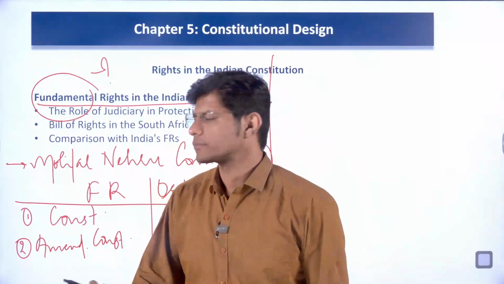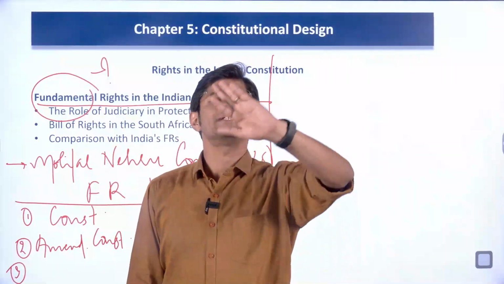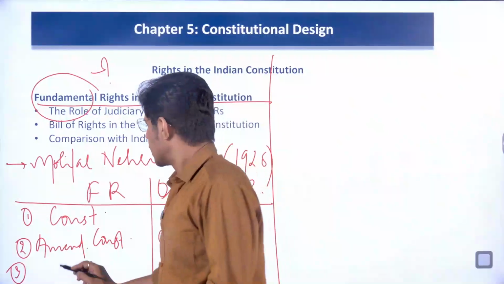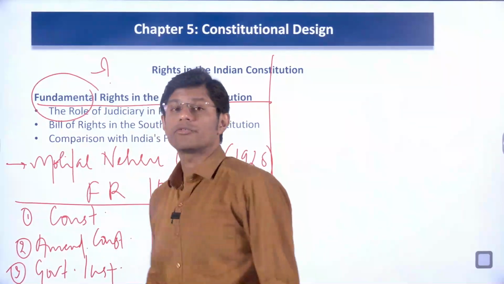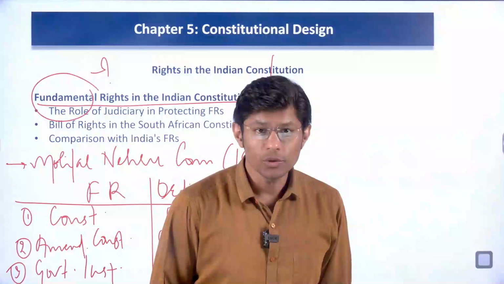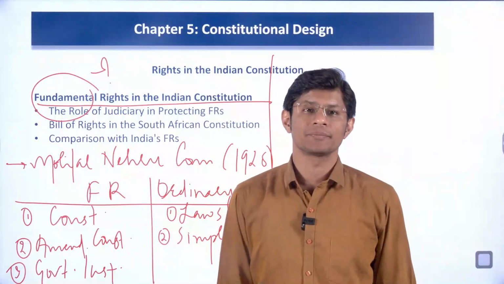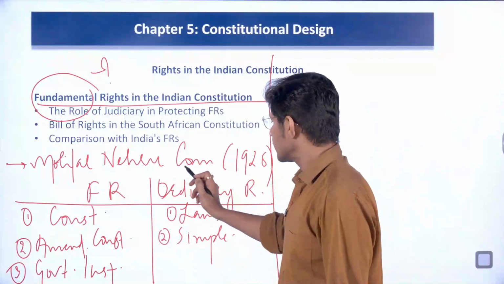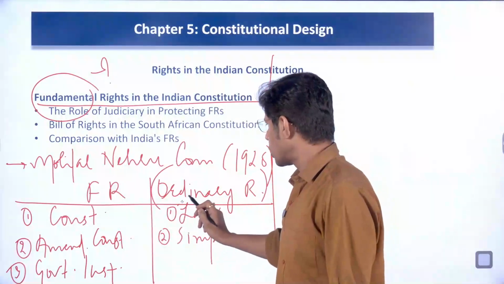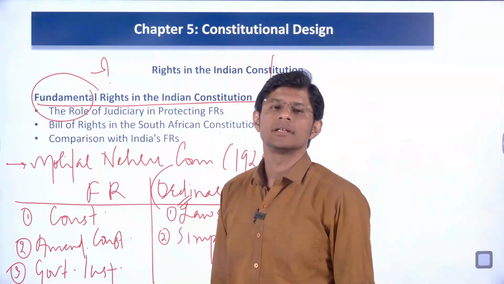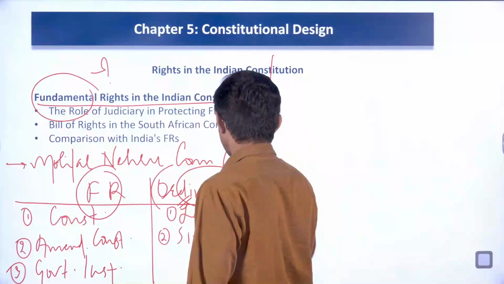Third, no government institution can violate the fundamental rights. If they do, the courts can declare such actions unconstitutional. Here, the government can easily violate or amend the ordinary rights. So, this is the difference between fundamental rights and ordinary rights.